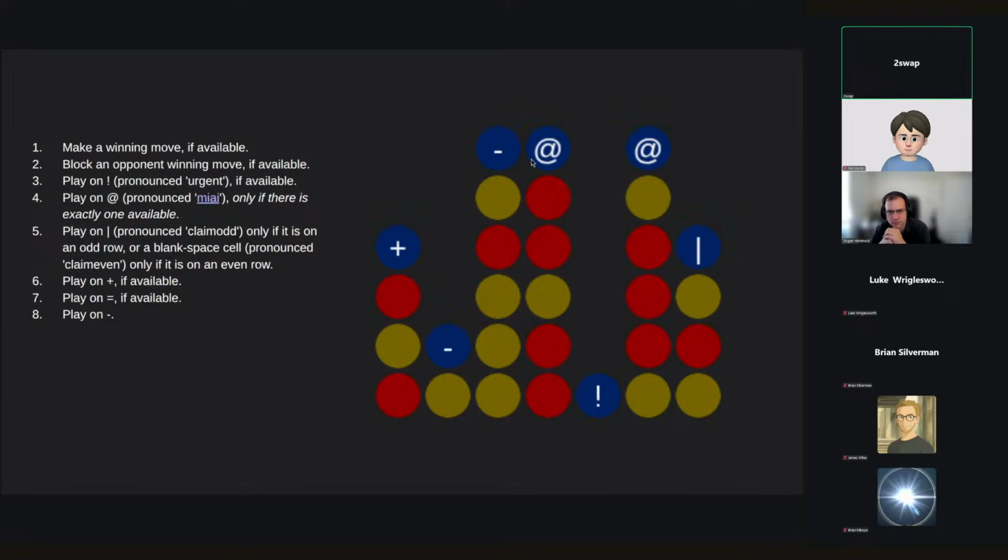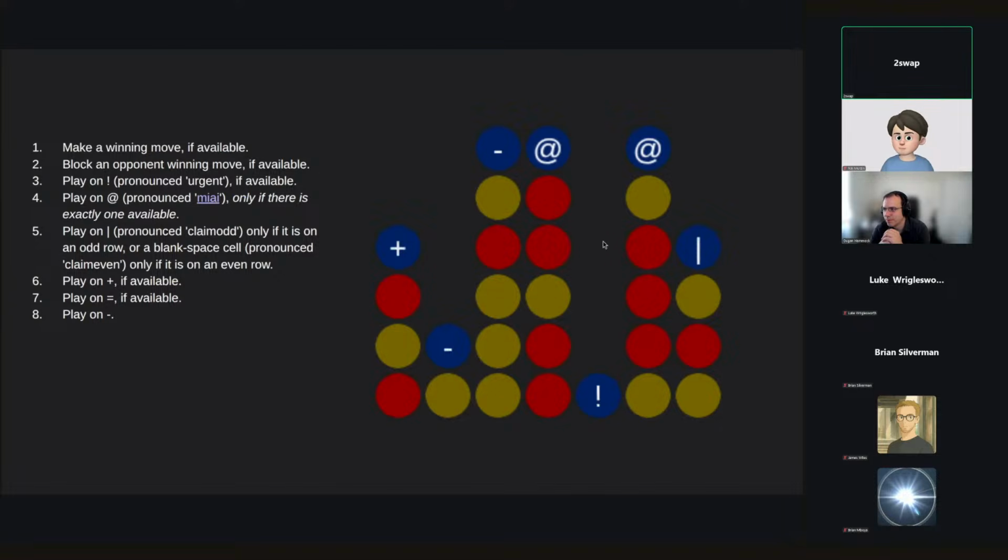You play on one of these two Miai spots if there's only one of them available. In this case, there are two of them available, so you wouldn't want to play on either of them. However, if yellow takes one, we take the other. That's the principle here. Yellow takes this spot, red's going to take this spot, and vice versa. Miai is a term from Go, the board game. There's a lot of Miai in Go as well.